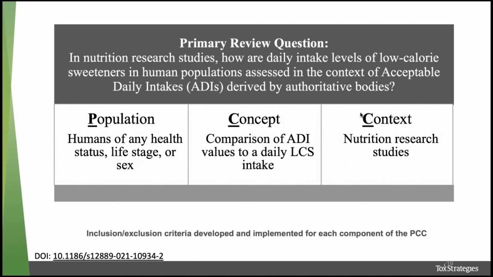So digging a little bit deeper, this was done via systematic or evidence-based methods. This was according to the JBI scoping review protocols. This is all also in the Open Science Framework platform, so you can see our protocol as well as additional information there about this project. Here on this slide, we have the specific review question in the PCC context, so the population, concept, context. And again, we were looking at how the daily intake levels of sweeteners in human populations were being assessed in context of ADIs. We were very broad in our inclusion, looking at populations of humans in any health status, life stage, or sex. We were trying to take relatively broad interpretations of how the ADI was being used, and we were targeting nutrition research studies.